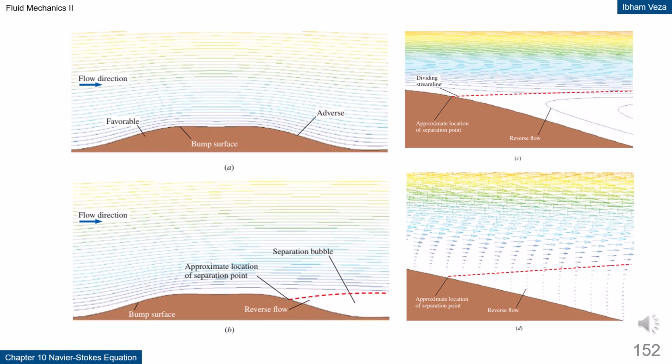On the front side of the bump, a favorable gradient makes the flow more compact and organized. After the crest, the pressure gradient becomes adverse, and the flow starts to weaken. Under certain conditions, the streamlines indicate the onset of separation. This visualization helps explain the relationship between geometry and flow stability.